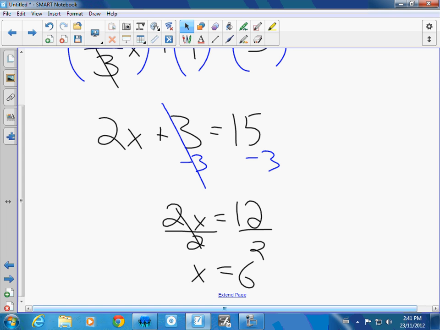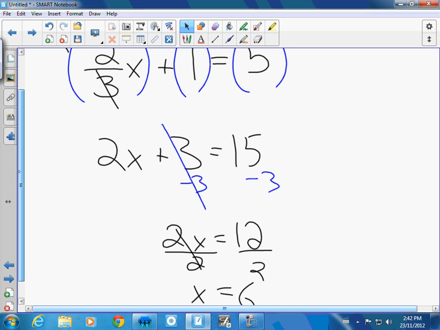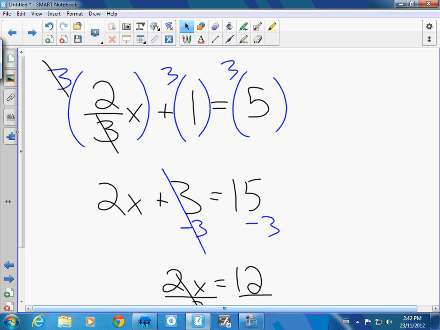Let's see if we're right. Let's look at both equations here. So we're going to plug in x. What's 2 times 6? 12 plus 3, 15. So it works for this one. Let's check the first one to see if we're right. Careful here. 2/3 times 6. What's 2 times 6? 12 divided by 3 is? 4 plus 1 is 5. So does it work for either one?